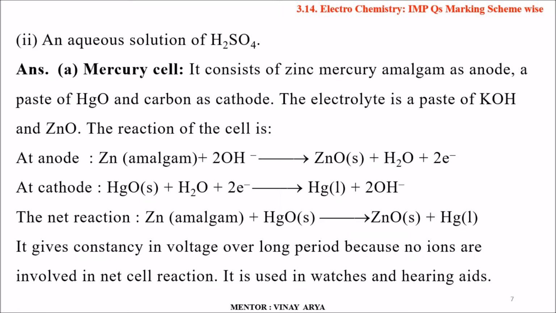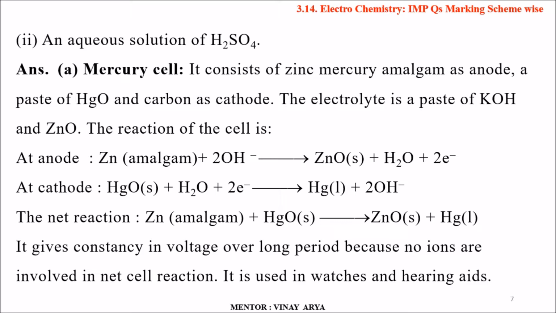So for the answer, mercury cell consists of mercury-zinc amalgam at anode and a paste of mercuric oxide and carbon at cathode. The electrolyte is a paste of potassium hydroxide and zinc oxide. The reaction of cell is at anode, zinc amalgam plus 2OH negative gives ZnO plus H2O plus 2 electrons. At cathode, HgO plus H2O plus 2 electrons gives Hg plus 2OH negative. The net reaction becomes zinc amalgam plus HgO gives ZnO plus Hg.